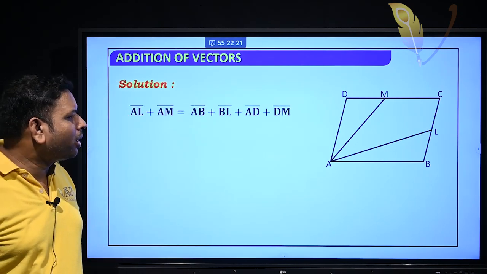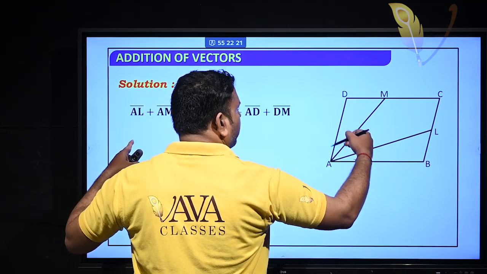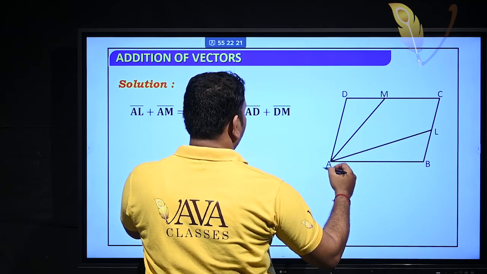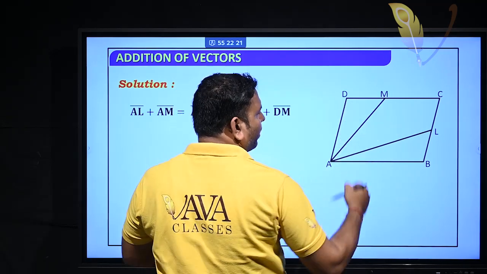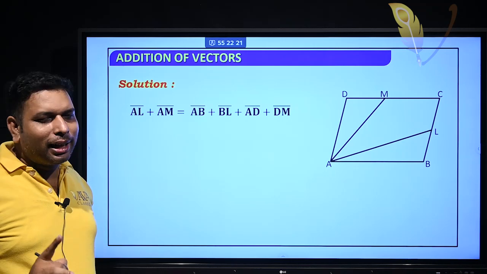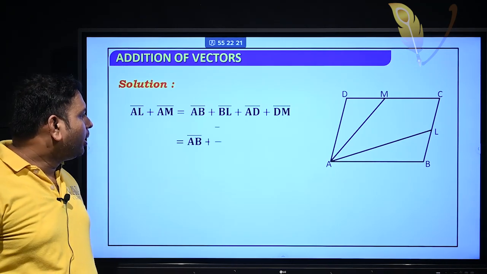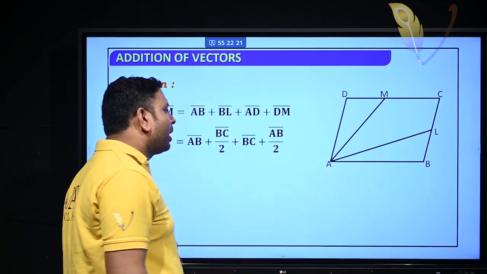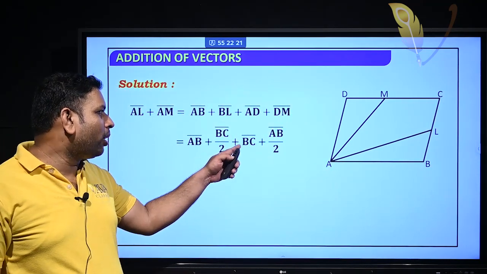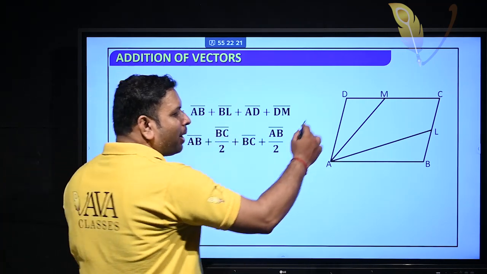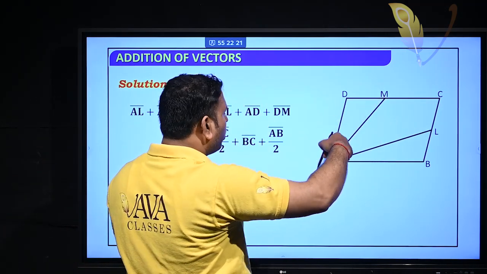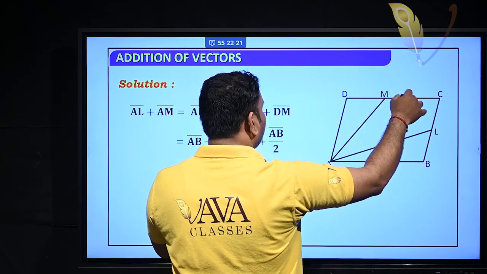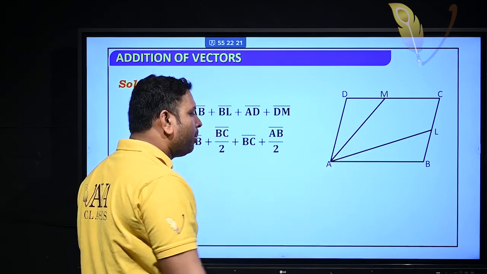Now AL + AM. AL is nothing but AB + BL and AM is nothing but AD + DM, according to the triangle law of vector addition. This is equal to AB + BL. L is the midpoint of BC. Okay. So BL is BC/2, plus AD. AD is the same as BC since it is a parallelogram, plus DM. DM is DC/2. So DC is AB, so it is AB/2.